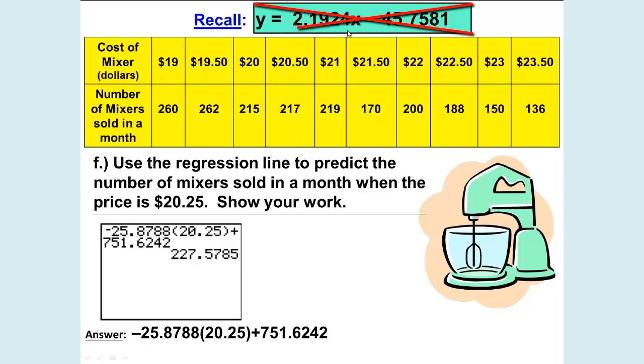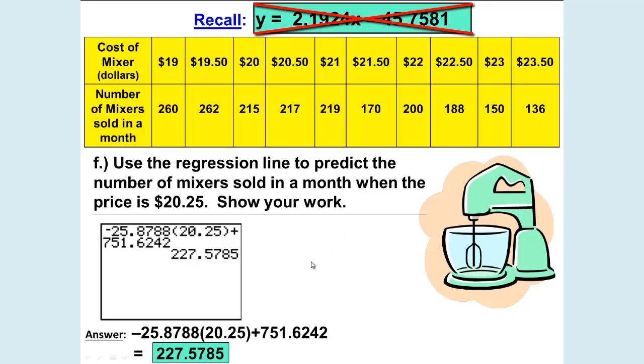That is not the equation. I don't know where she got that equation. I'm apparently not paying attention, but that's not the equation. The equation should be y equals negative 25.8788x plus 751.6242. And when you plug in 20.25, you'll get negative 25.8788 times 20.25 plus 751.6242.